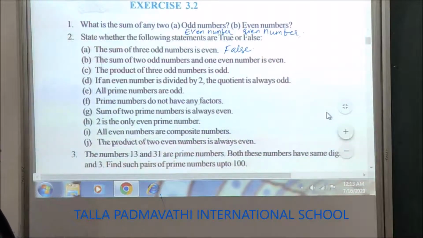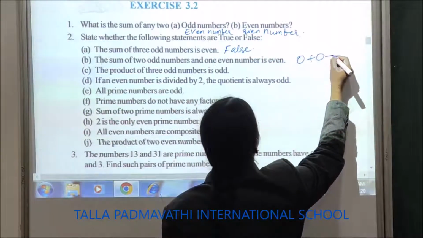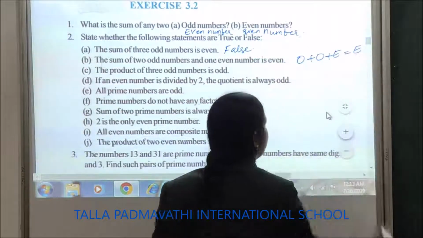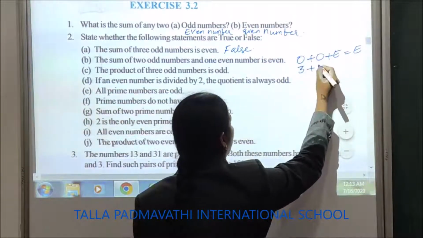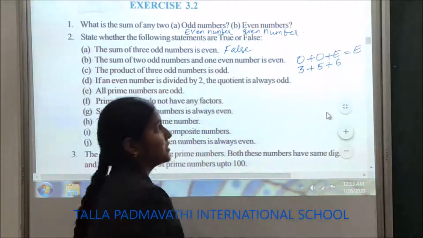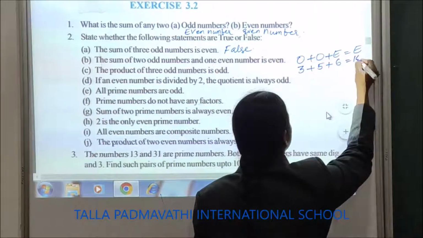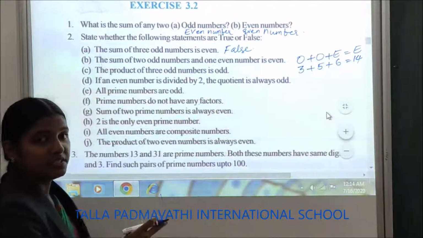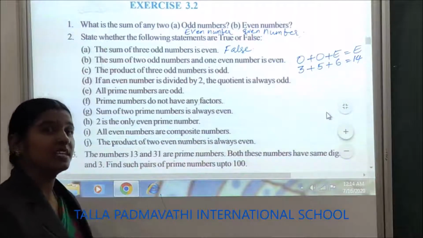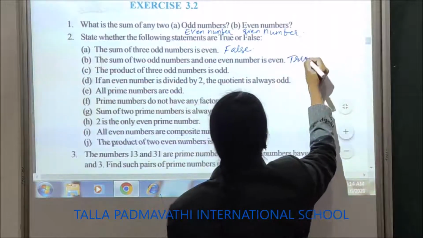Next, children. The sum of two odd numbers and one even number is even. So let us take two odd numbers plus one even number. They are saying that it is even. Let us see. Let us take 3, 5 and here the even number is 6. So 3 plus 5 is 8. 8 plus 6 is 14. Yes, 14 is an even number. So what they have given is correct. The sum of two odd numbers and an even number is even. Yes, it is true. So we can write this as true.